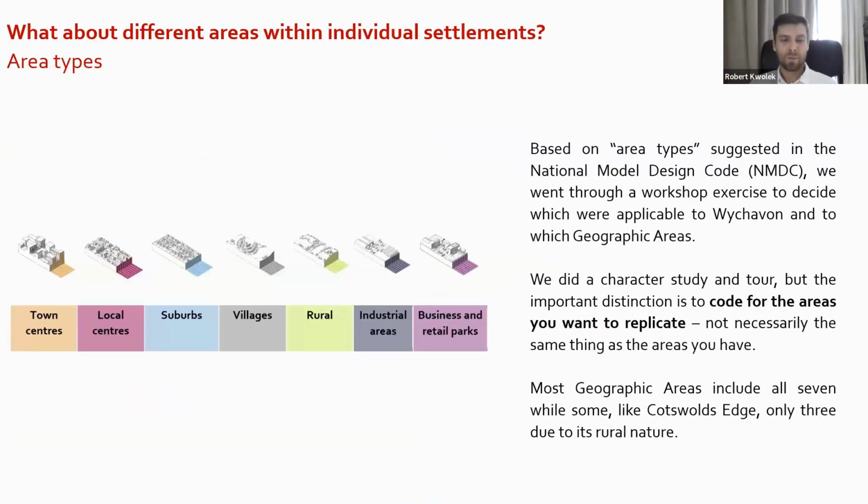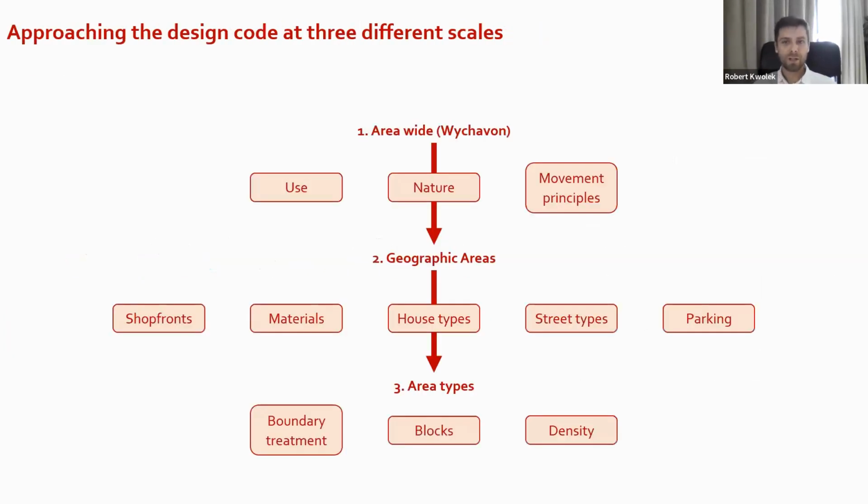And area types are quite a big part of the National Model Design Code, which sets out a number of different area types that you could use. So again, we had a number of sessions and follow-up meetings with Wychavon's team to decide just which area types would be most applicable to Wychavon. So we landed first on a series of 7 that you'd find throughout Wychavon, and then in some of the areas you'd only use a few of them. So for example, the Cotswolds is very rural, so there we only ended up needing to use villages, rural, and local centers.